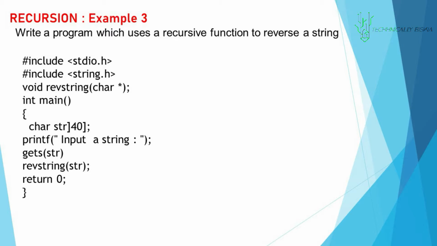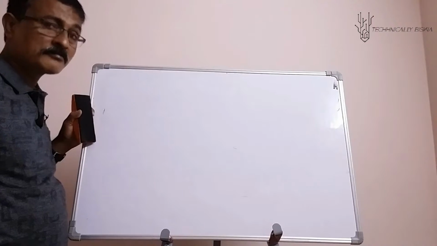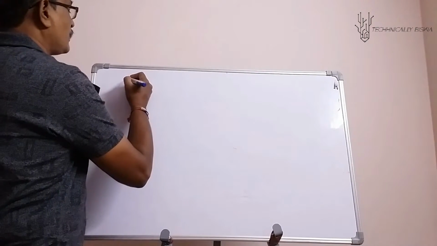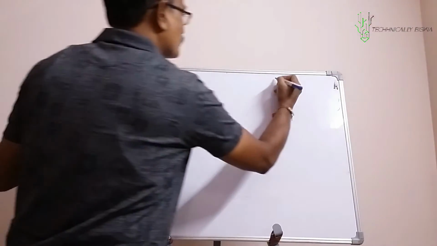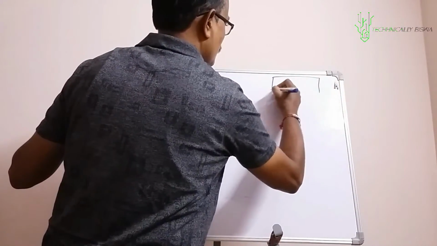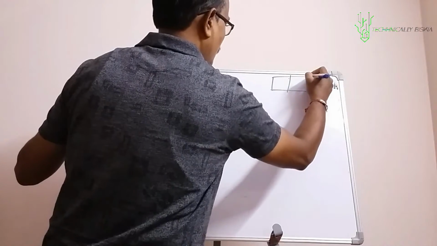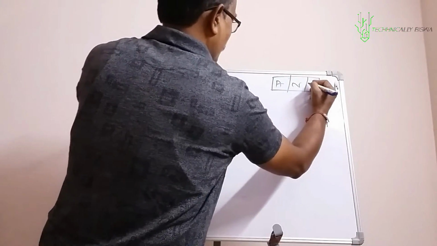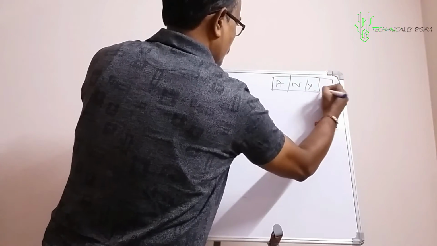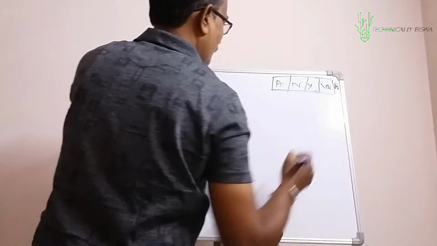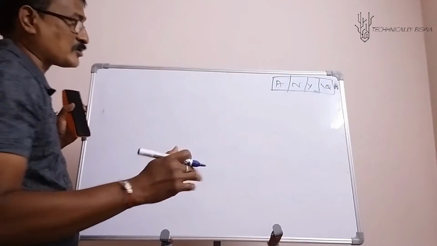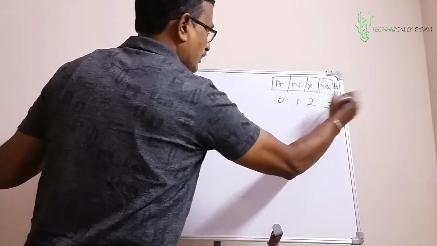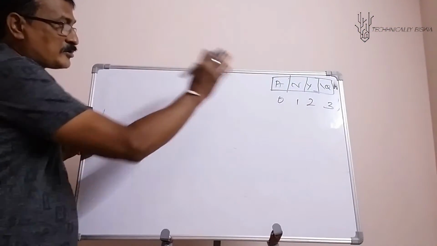Here is your main function. I'm just in the execution mode, I'm showing you what was happening there. We accepted a string from the user. Assume that your string is this: A, N, Y, any. There will be a backslash 0. At the end of every string there is a backslash 0. Now this is the 0th character, first, second and third character. This is your string in memory.